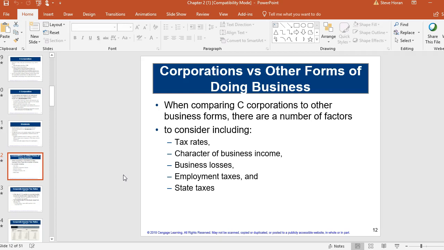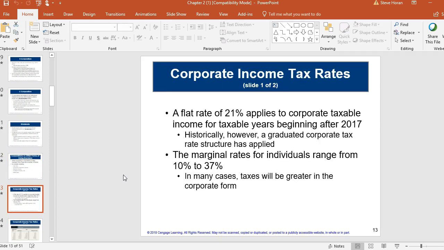We don't have a state income tax or a city income tax or anything like that to worry about, but most states do. The vast majority of states have some kind of a state income tax and various other taxes that would come into play as a business decides what form it should be. So the corporate income tax rate is a 21% flat tax.